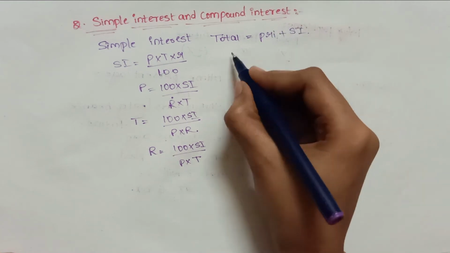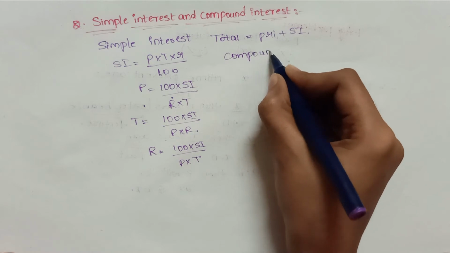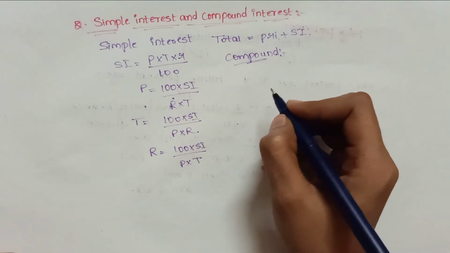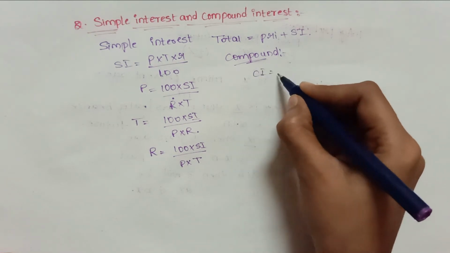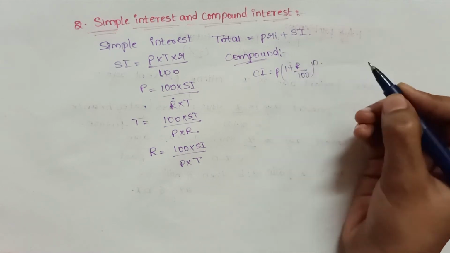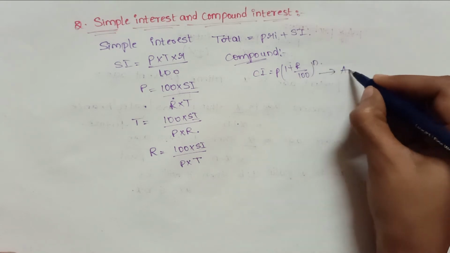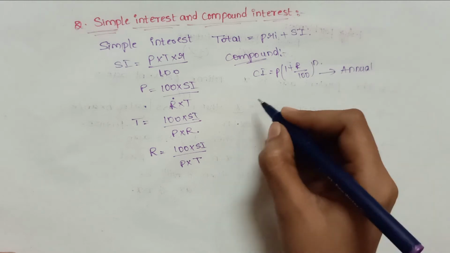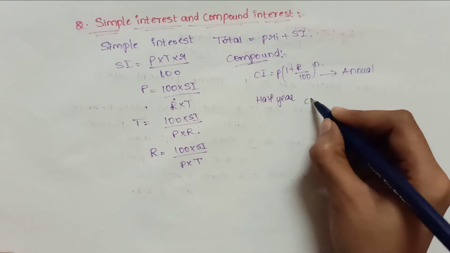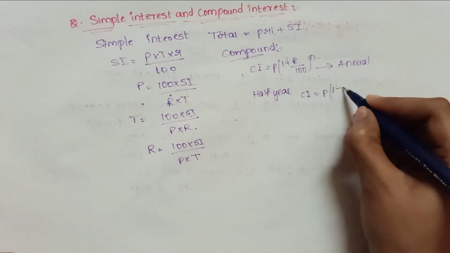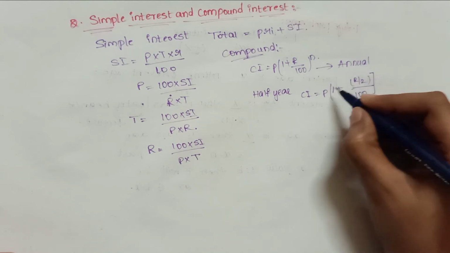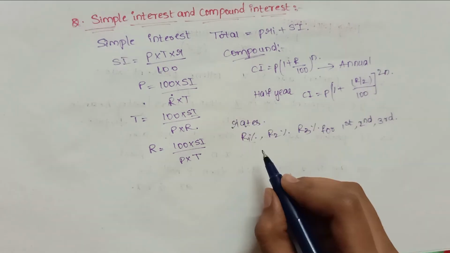Now compound interest. Compound interest is nothing but interest on interest. So compound interest also have one basic formula, CI is equals to P into 1 plus R by 100 whole power n. This is for annual interest. When they ask us to find half yearly interest, we should write CI is equals to P into 1 plus R by 2 by 100 whole power 2n.